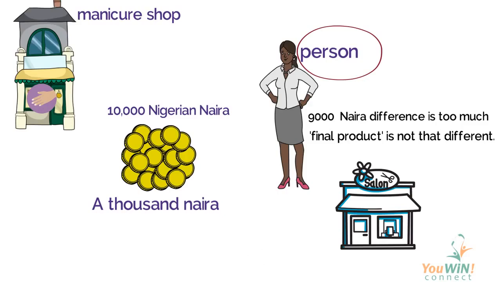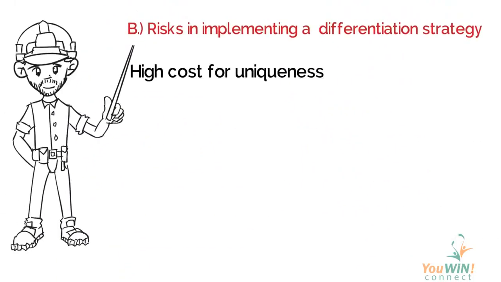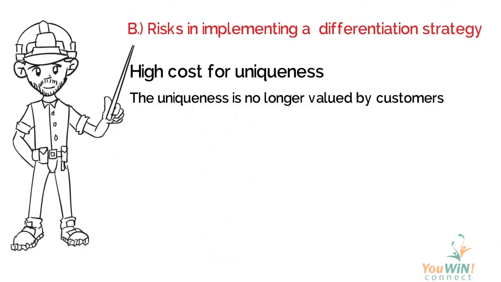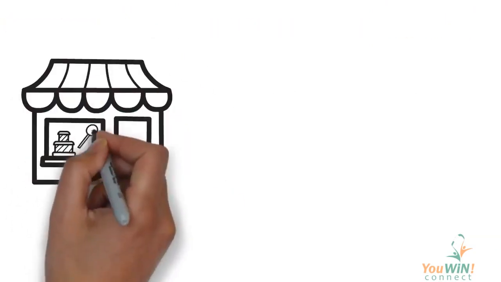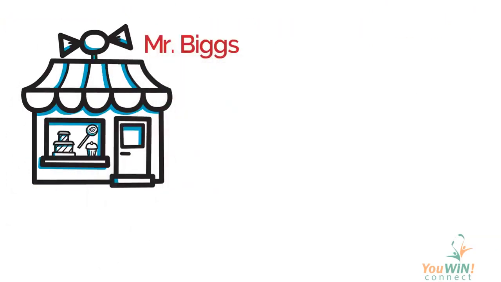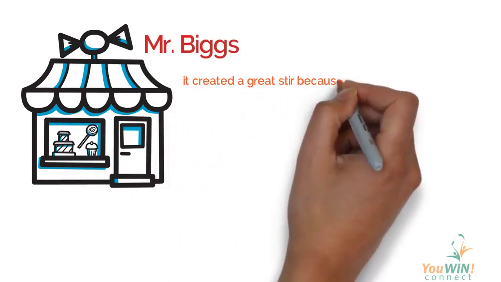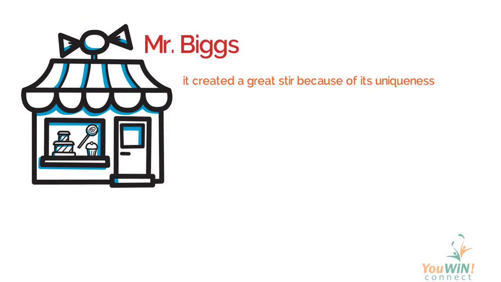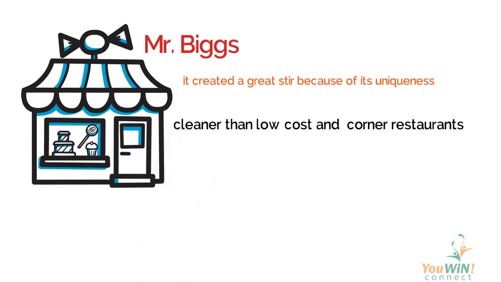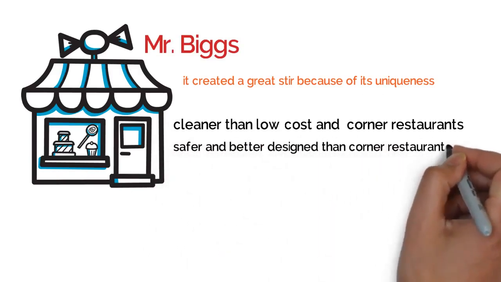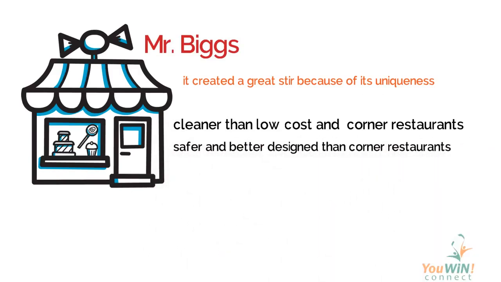Let's look at the risk in implementing differentiation from a different perspective. The uniqueness is no longer valued by customers when customers become more demanding. Let's use another example. When Mr. Big's fast food chain was first introduced in the early 90s, it created a great stir because of its uniqueness. It had much more modern, cleaner facilities than the low-cost and corner restaurants. It was safer and had better designs than most restaurants around.